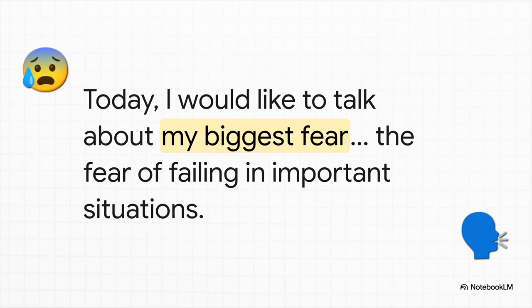We start our mock test by hitting the ground running. You introduce the topic immediately by saying, "Today, I would like to talk about my biggest fear." And look at how brilliantly this connects to the reality of the room right then and there, the fear of failing in important situations such as examinations. You're relating the topic directly to the exam situation itself. It's relatable, it's honest, and it totally engages the examiner from word one.